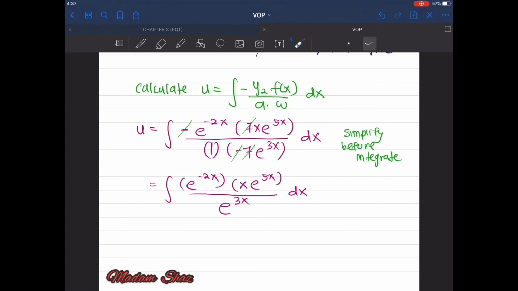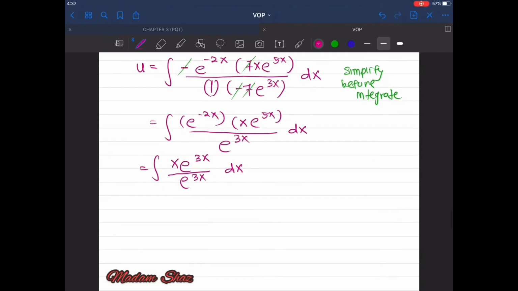So now you have to simplify the exponent. So you have exponent at the upper side, which is exponent negative 2x multiplied by exponent 5x. So negative 2 plus 5 will become exponent 3x, and you have x here, so we will put x at the front. Okay, so x exponent 3x divided by exponent 3x dx.